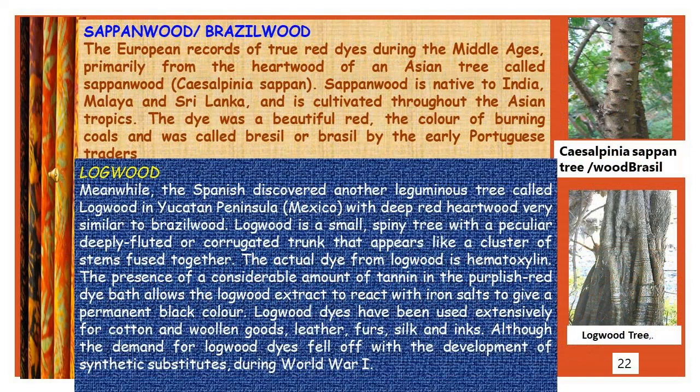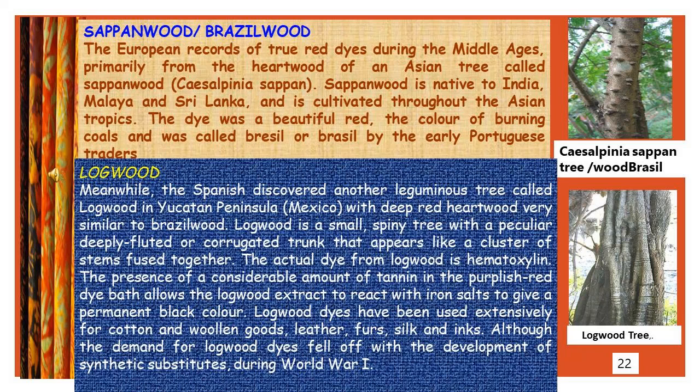Sappan wood, or Brazil wood. The European records of true red dyes during the Middle Ages come primarily from the heartwood of an Asian tree called sappan wood, Caesalpinia sappan. Sappan wood is native to India, Malaya and Sri Lanka and is cultivated throughout the Asian tropics. The dye was a beautiful red, the color of burning coals, and was called Brazil by the early Portuguese traders.